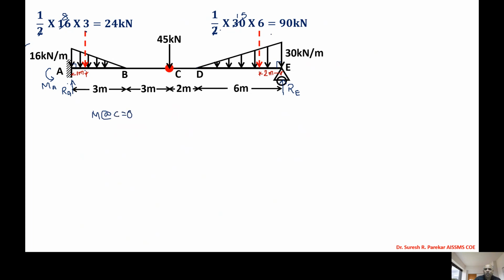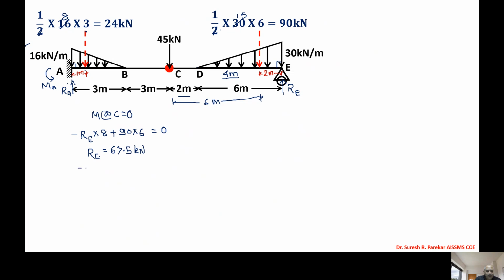Then what we will get due to this 90. Now this is 2 meter, this is 4 meter. So 4 meter plus 2 meter, so your total load will act at 6 meter from this. And then we have minus RE into, so we have total distance 6 plus 2, 8. Then we have plus 90 into 6, and that is equal to 0. And from this we will get RE, so we have 90 into 6 divided by 8, and we have 67.5 kilonewtons.